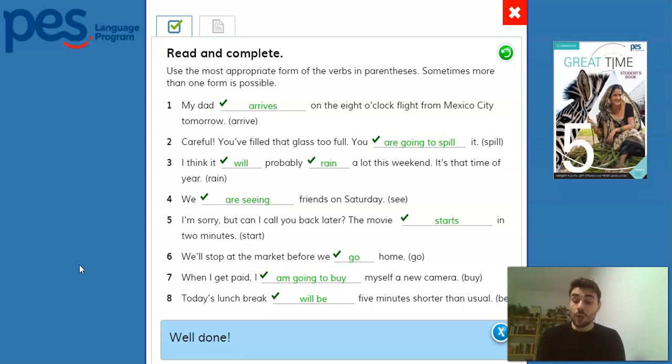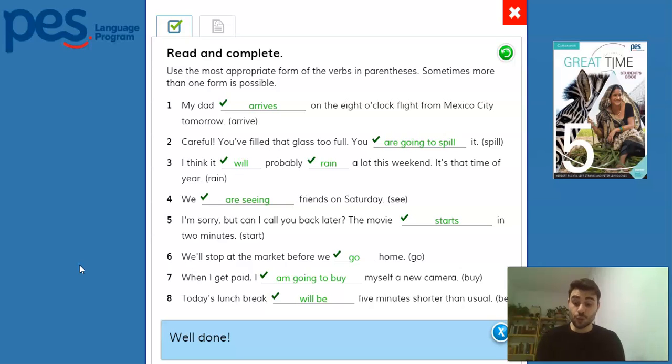Number 5, you could have used the simple present, just like here, the present continuous, so the movie is starting in 2 minutes, or even the going to, so the movie is going to start in 2 minutes. Number 6, as I told you before, the only option is simple present.